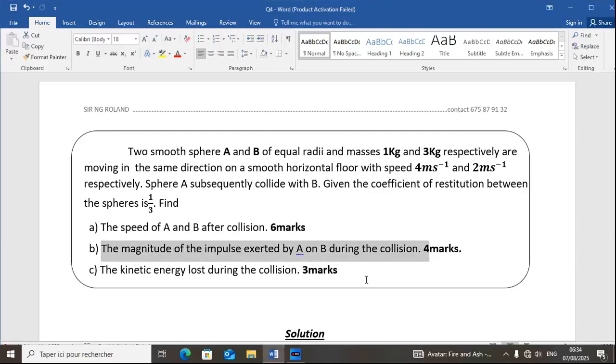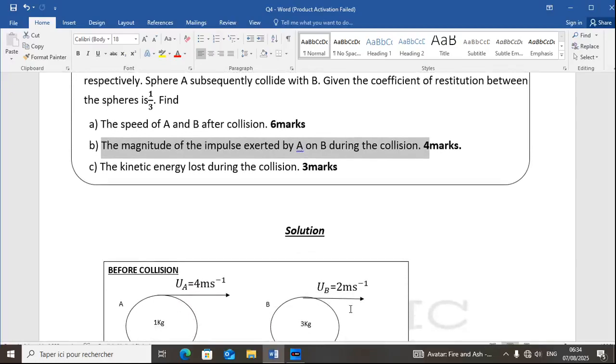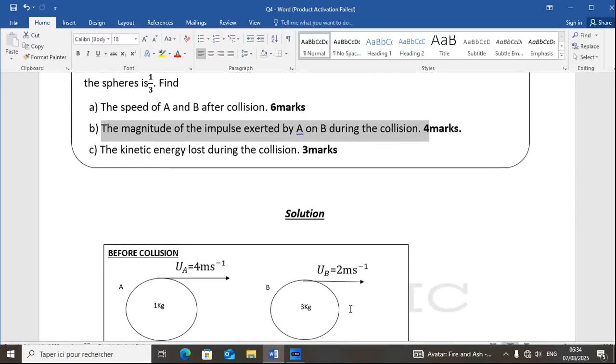We have two spheres, A and B, of equal radii and masses 1 kilogram and 3 kilograms. So these are the spheres, this sphere A and this sphere B. They are the same radii. Then the mass of this one is 1 kilogram and the mass of this one is 3 kilograms. Perfect.